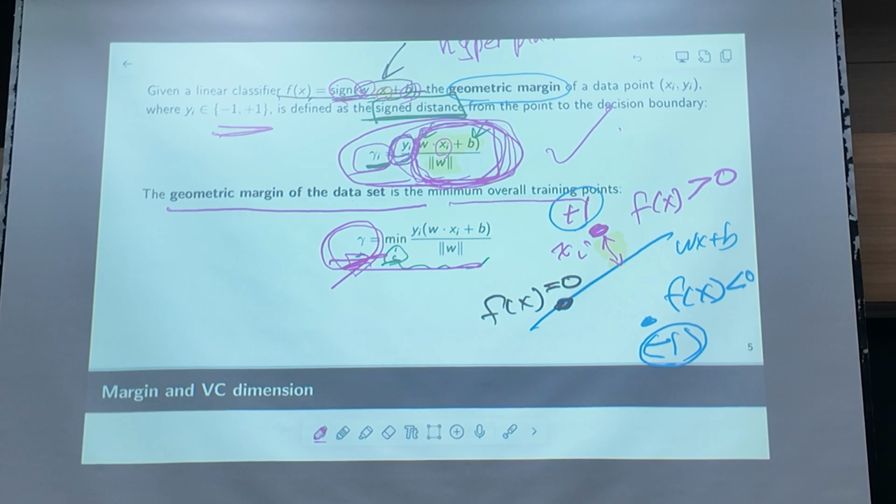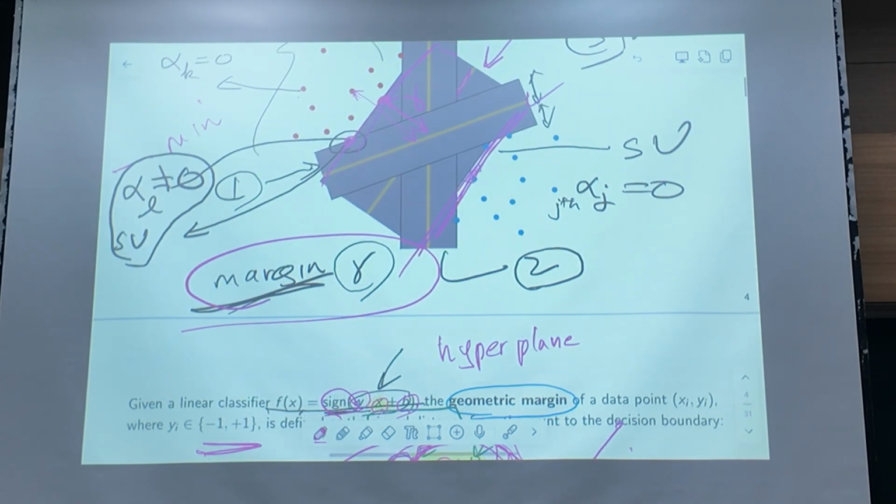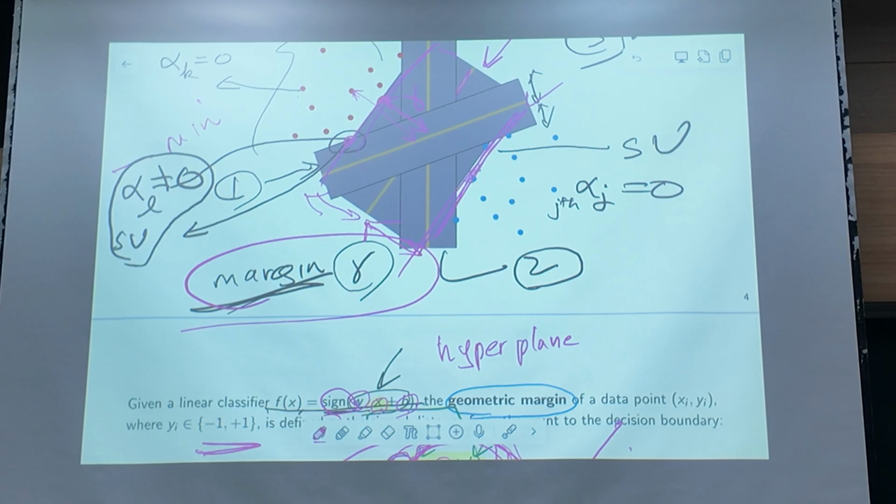We want our decision boundary to be as far away from the data points as possible. I should also say that the width of the road is equal, so this distance and that distance are the same. The closest point of the positive and the negative are the same distance away from the decision boundary.